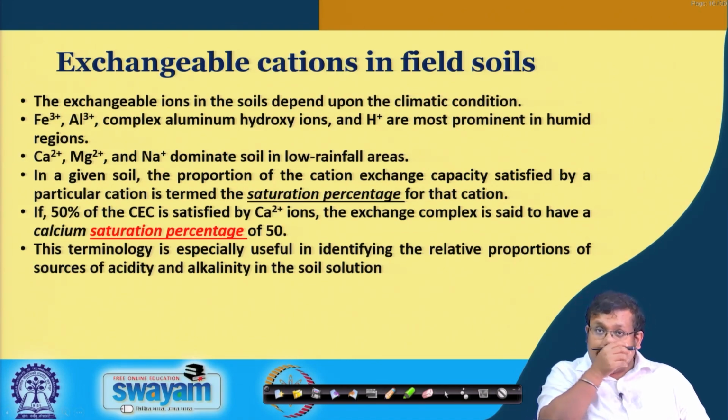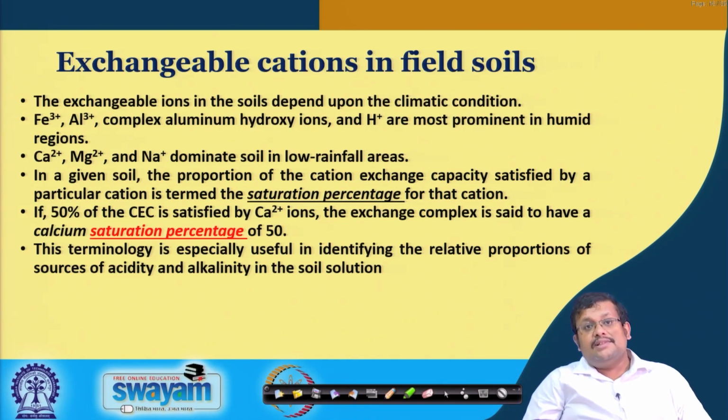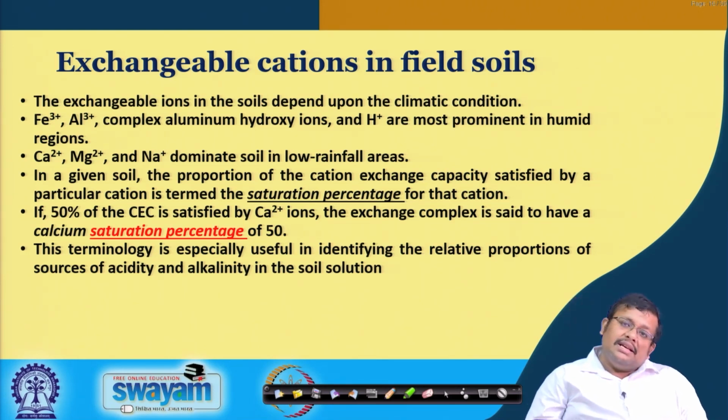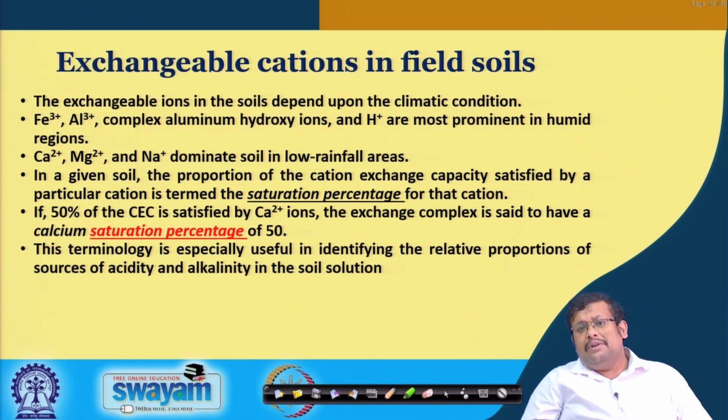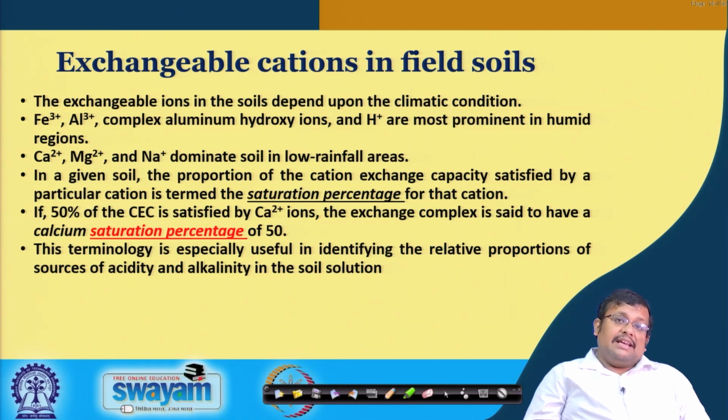Now, exchangeable cations in the field soils. What are the exchangeable cations in the field soils? The exchangeable ions in soils depend upon the climatic condition. For example, iron aluminum, complex aluminum hydroxy ions and H plus ions are the most prominent cations in humid region, where we see extensive leaching or weathering of the soil.